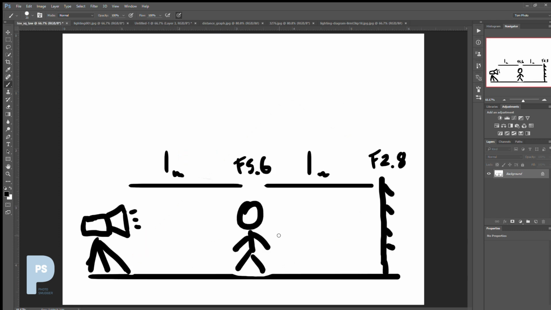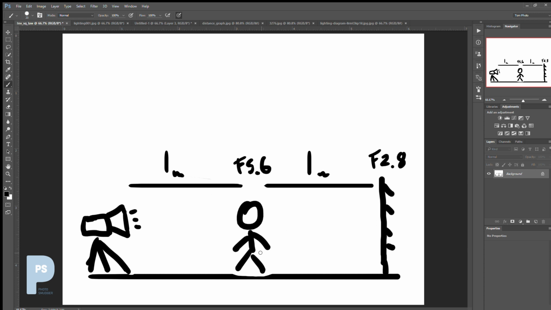In our real-world application, that means that our subject, 1 meter from the light, correctly exposed at f5.6. Another meter away is our background wall, correctly exposed at f2.8. Okay, that's how that functions in the real world. So you take a picture, if you were set for f5.6, your subject would be correctly exposed, your background wall will be 2 stops darker. Now why this matters and how you can use this is in playing around with these relative distances.